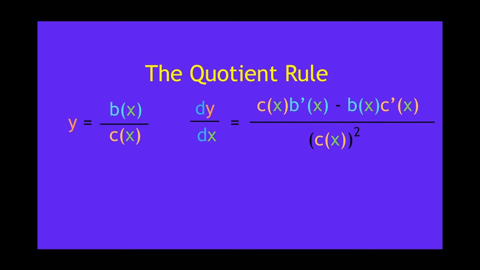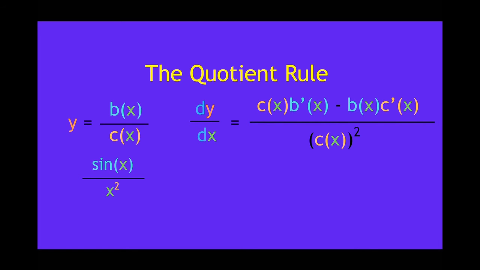So even though the only difference you're going to be doing between the product and the quotient functions is just what operation you're using, it's going to end up being completely different derivatives. So make sure you know which one you're doing. So let's run through some examples.